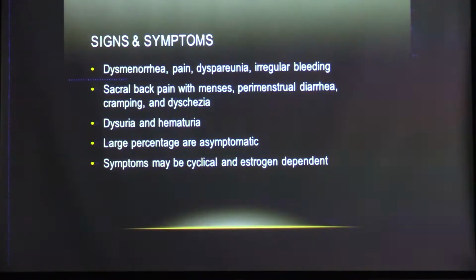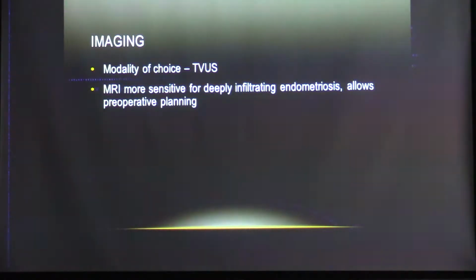The signs and symptoms are numerous: dysmenorrhea, pain, dyspareunia, and many others, but a large percentage are asymptomatic, and the symptoms may be cyclical due to varying estrogen levels. The modality of choice, as we already saw, for diagnosing endometriosis is transvaginal ultrasound. We do use MRI because it is most sensitive for deep infiltrating endometriosis and allows more accurate preoperative planning, as we saw earlier.